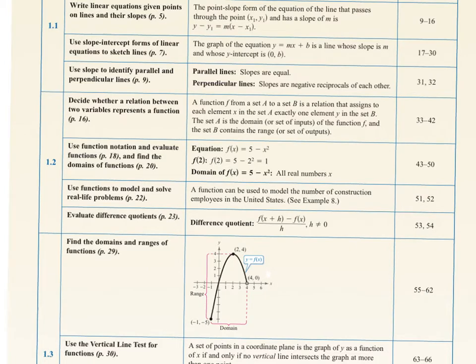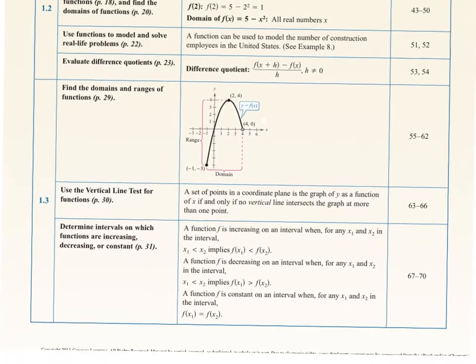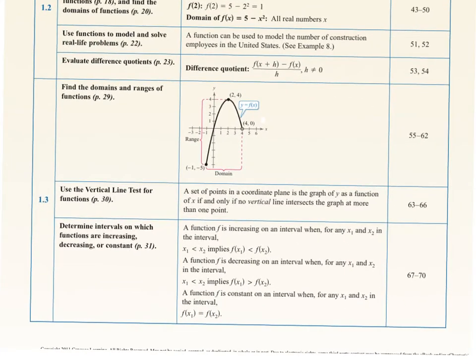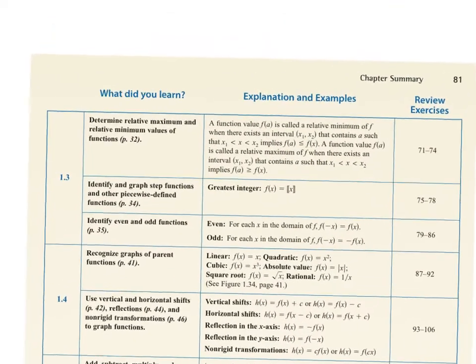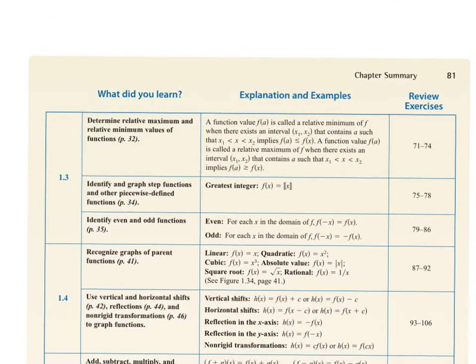And then 1.3, which is the domain and range. You want to be able to do it from a written function, from an equation, and also from a graph. The vertical line test to figure out if something is a function. And then increasing, decreasing, and constant were in 1.3. Relative max and min were also in 1.3.